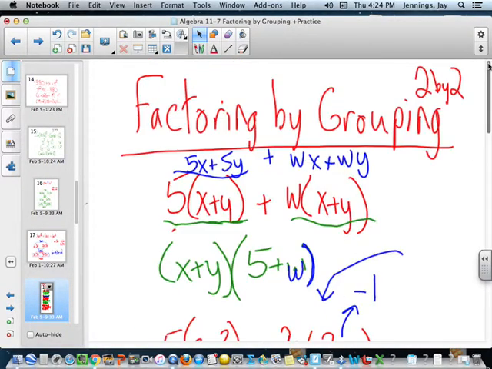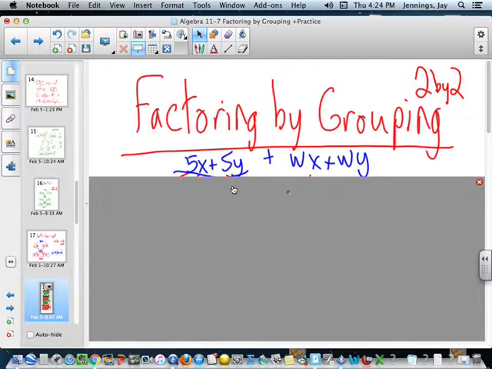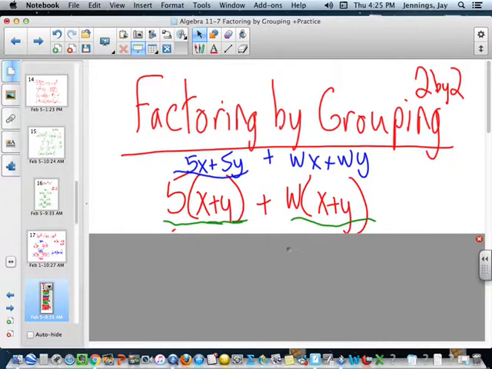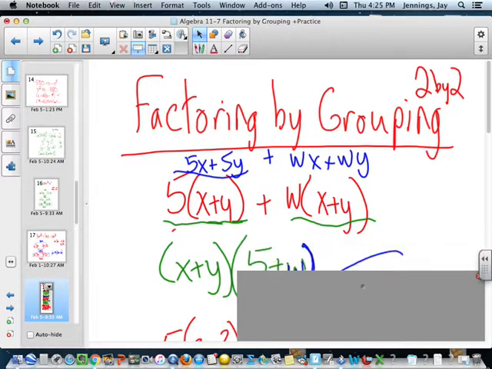Let's try another one. So we have again 4 terms. We're looking to group them 2 by 2. It's a little reminder up here. What do we factor out of the first 2? 5. What do we factor out of the second 2? W. Then what do these have in common? That's right, an x plus y. So you factor that out. And what are you left with? 5 plus w.